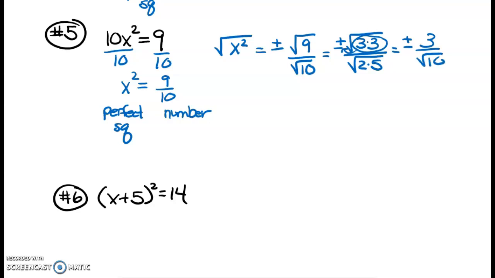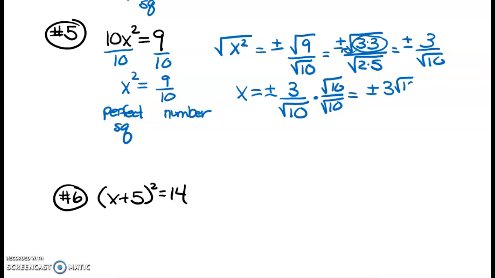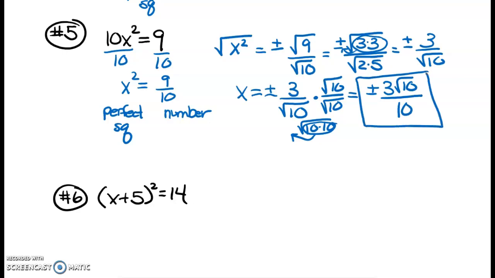So when I take the square root of x squared, I get x equals plus or minus 3 over the square root of 10. But I also know that I'm not allowed to have radicals in my denominator. I have to rationalize. So I need a group of 2 10s, so I'm going to multiply by radical 10 over radical 10 to get x equals plus or minus 3 radical 10. The denominator becomes the square root of 10 times 10, so that's going to simplify out to just 10. All right, so we're done with number 5.